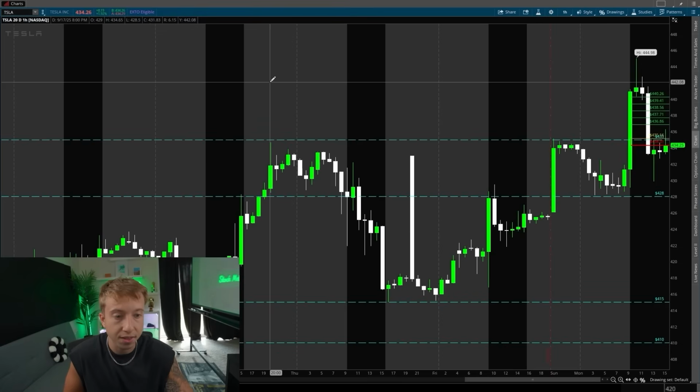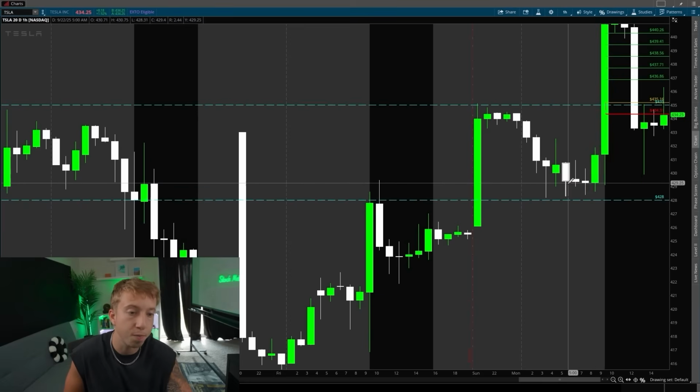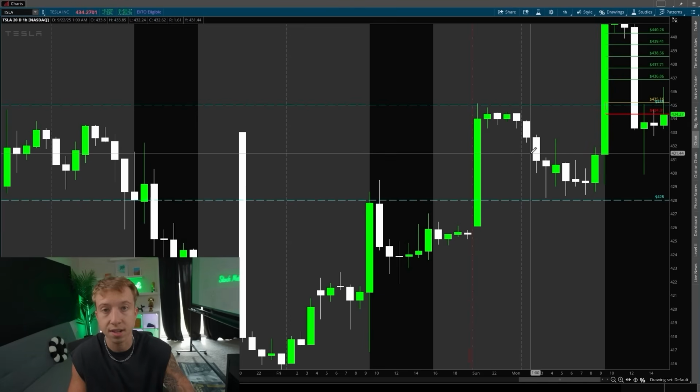Same thing here at this 428 level. We can see the price is reacting. It came up, rejected hard, came up and started bouncing off this 428. That is also something that I'm considering to the downside. That's my key level to the downside.